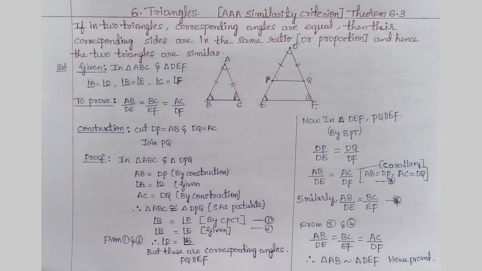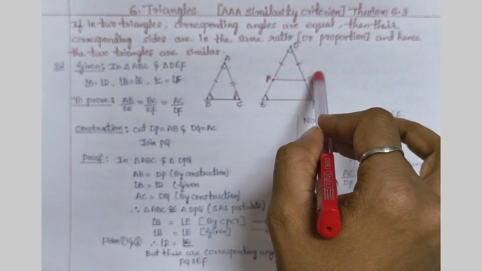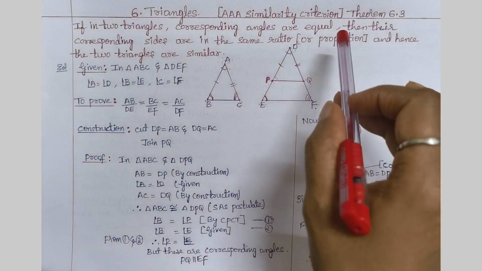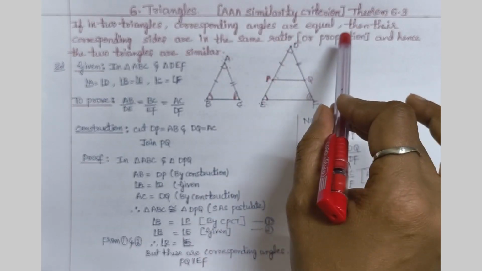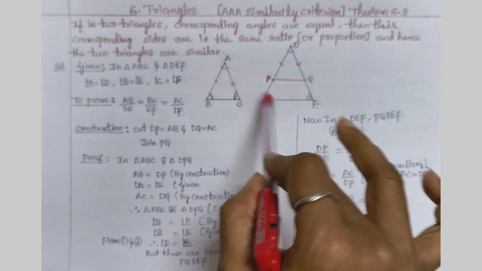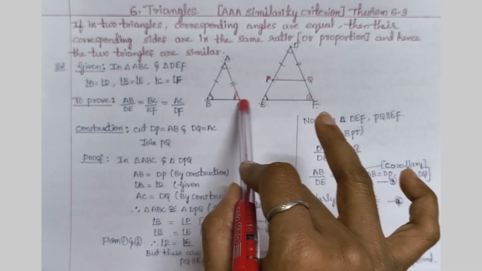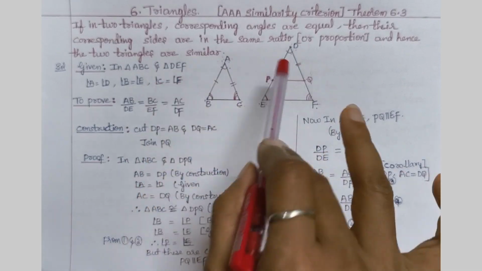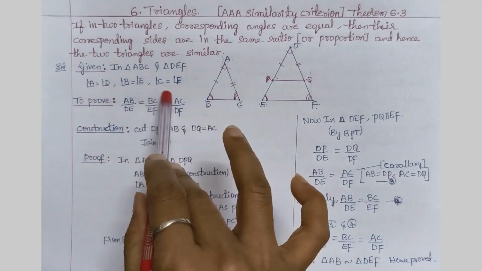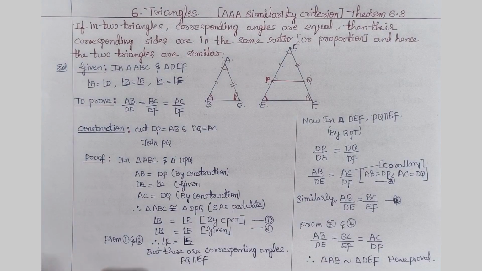Since it is a theorem, we will write given, to prove, construction and proof. Given meaning what? What is there in the question? Two triangles are there: triangle ABC and triangle DEF. Corresponding angles are equal. So we write angle A is equal to angle D, angle B is equal to angle E, angle C is equal to angle F. Two triangles ABC and DEF, their corresponding angles are equal. We have to write this. Next, to prove.